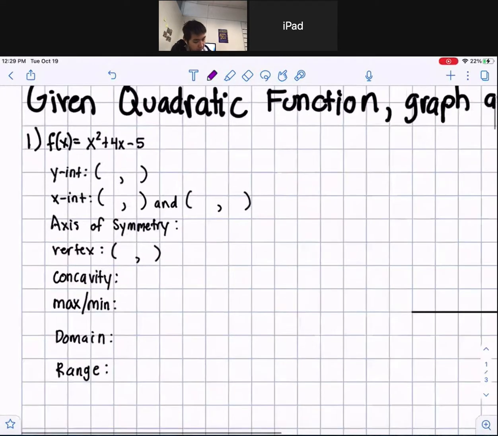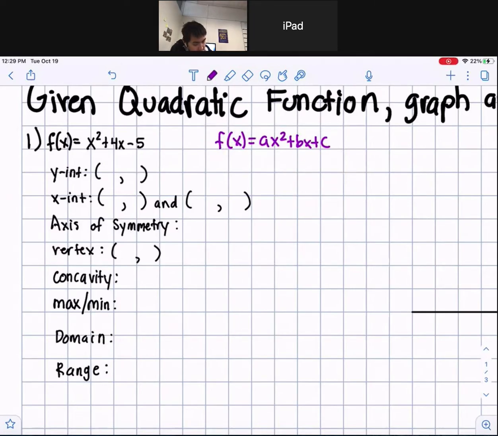For number one, this is in standard form. Standard form is ax squared plus bx plus c. It makes sense that this is standard form, because it has an x squared term, a middle bx term, and a c. As long as it follows this format, it's in standard form.